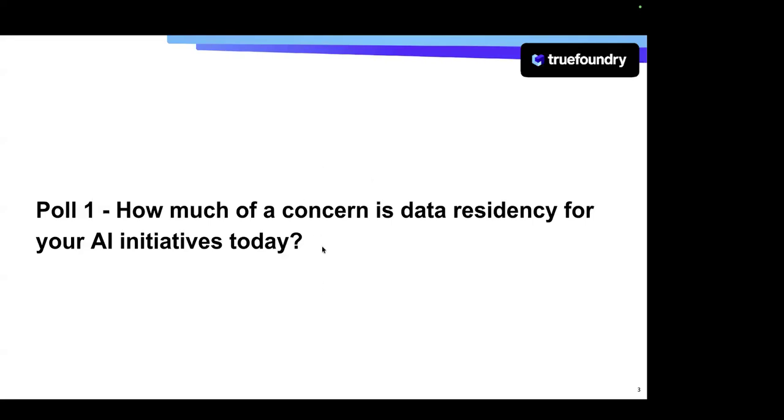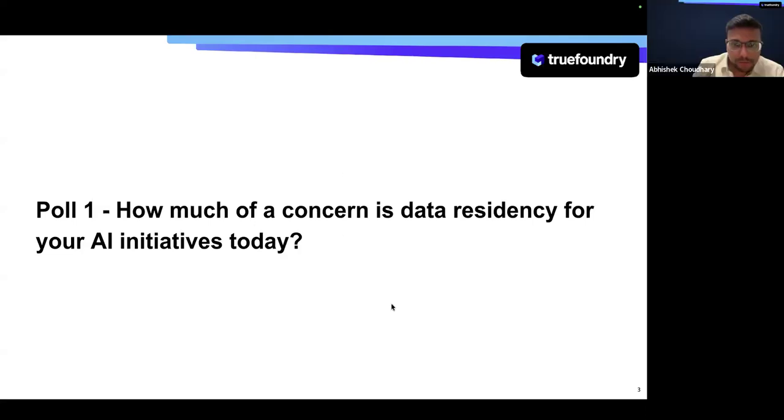Okay, very interesting results. Around 60% of the people here think that data residency is a critical blocker, or it is important but manageable for now. So definitely the need of the hour, data residency in AI systems. Over to you, Abhishek.